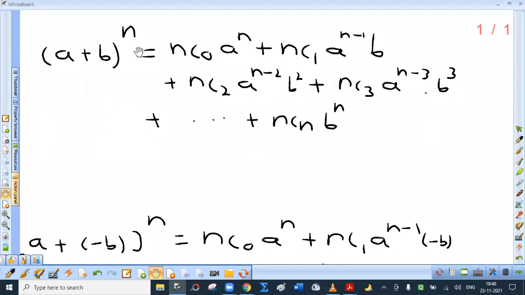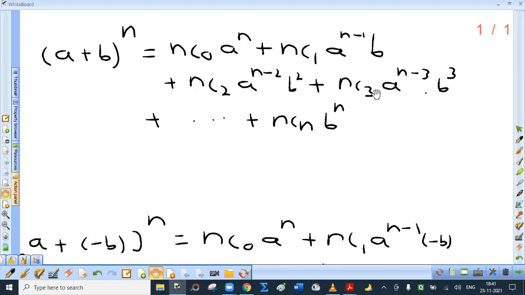Now the remaining observations: the sum of the indices of a and b in each term is the same, and it is nothing but the index of this binomial. See, n minus 2 plus 2 is n, n minus 3 plus 3 is n, and so on. Index of a decreases by 1, and at the same time index of b increases by 1.